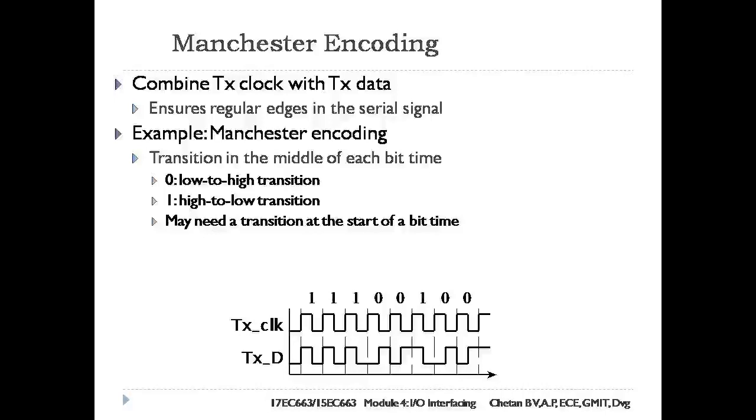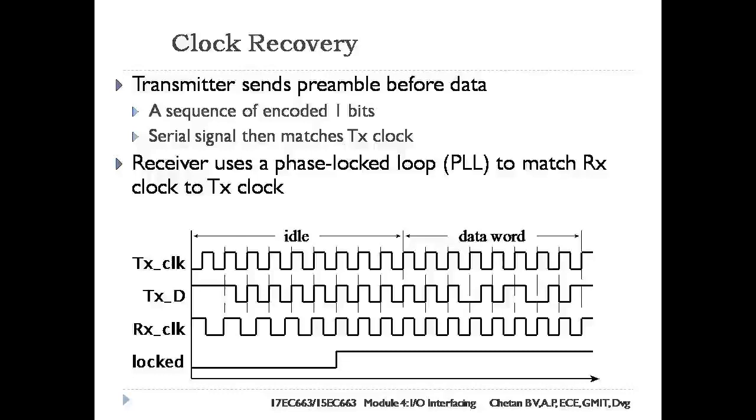Clock recovery. At the transmitter side, which is using Manchester encoding, the transmitter sends a preamble before data. The preamble is a sequence of encoded 1 bits. The serial signal then matches the transmitter's clock.